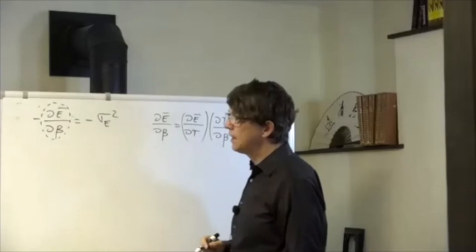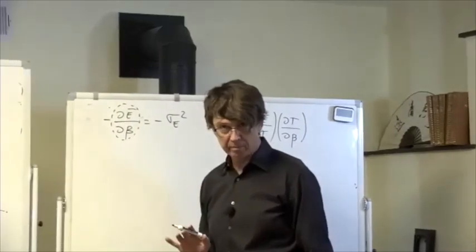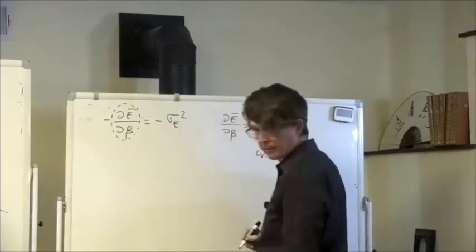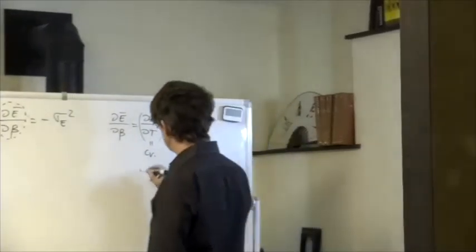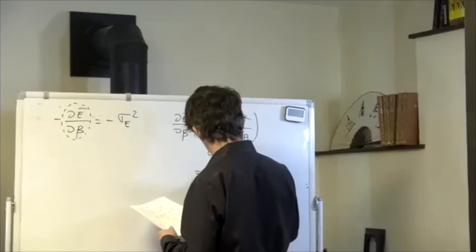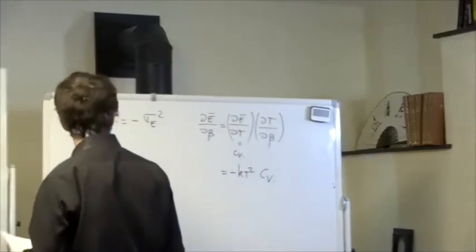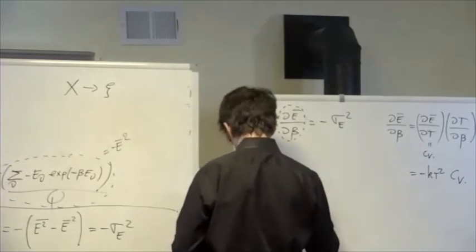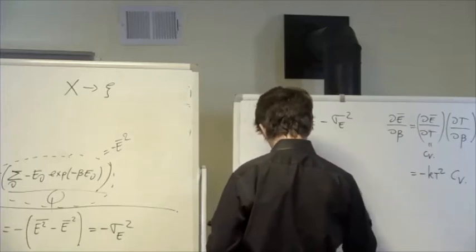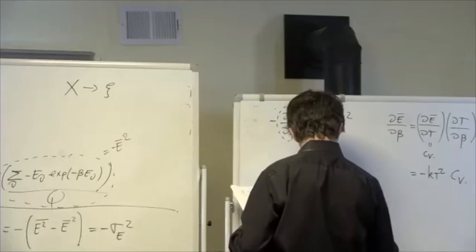And what is the dE dT? If I'm working here in a canonical ensemble, so I have no work, right? Because the volume is constant. So this is the heat capacity, right? This is CV. So this thing here, and then I have dT d beta. You can do this math much better than I do. My neurons are way too old for that. This is minus kT squared times CV. So what does that mean? That means that CV is equal to the energy squared averaged minus the average energy squared divided by kB T squared.